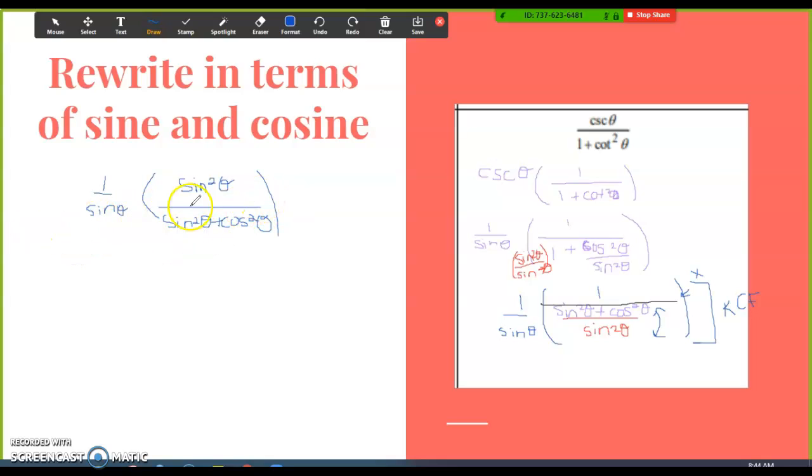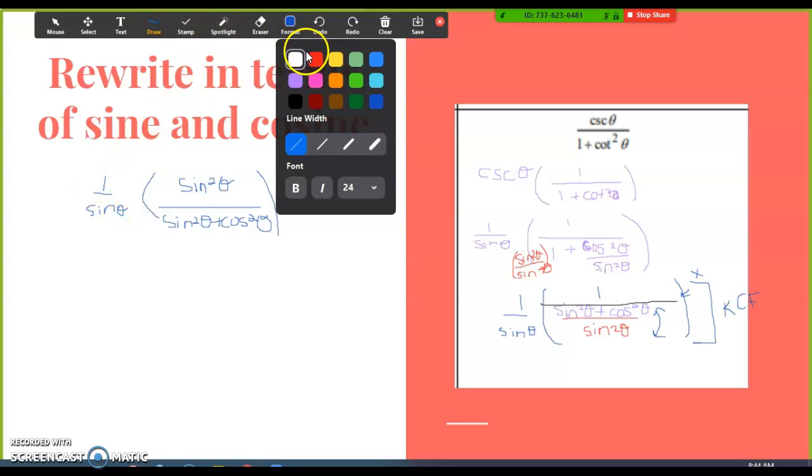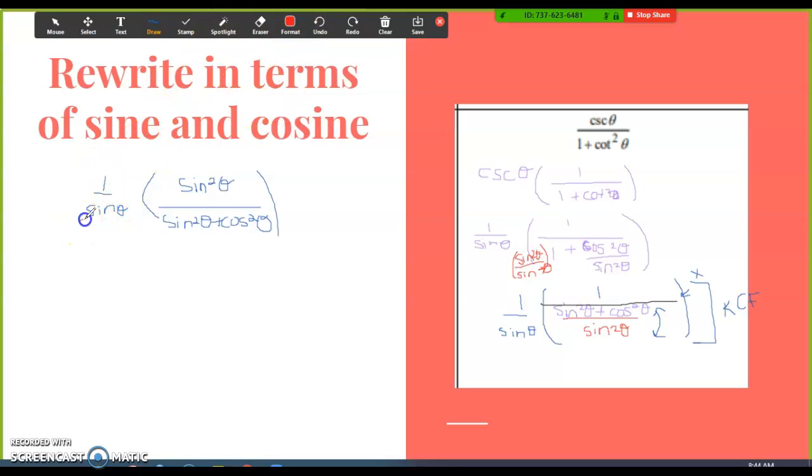Now, what can we do now to simplify this further? Remember, this is multiplication. And if I look across, I notice that I can cross divide here. One of my sines will actually cancel out, making the numerator no longer sine squared of theta, but sine of theta. So we end up with sine of theta over sine squared theta plus cosine squared theta.